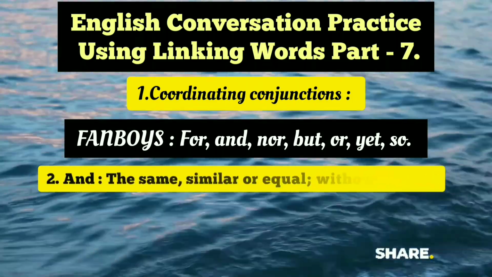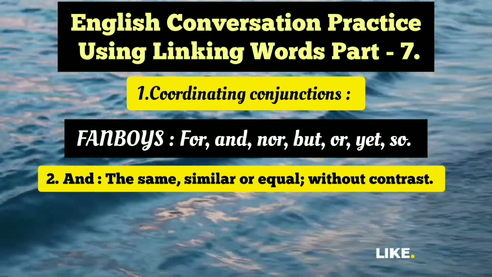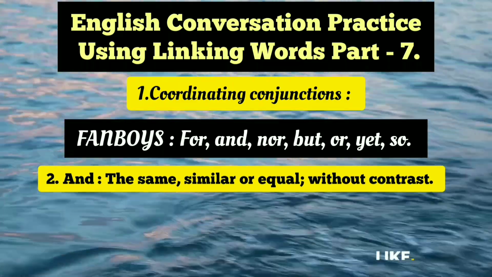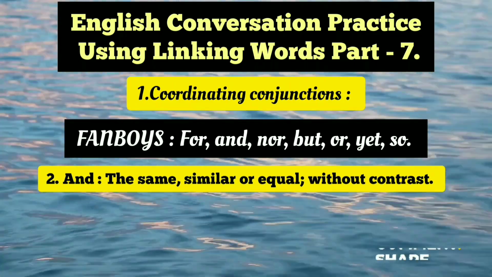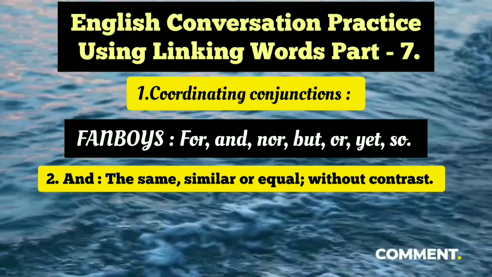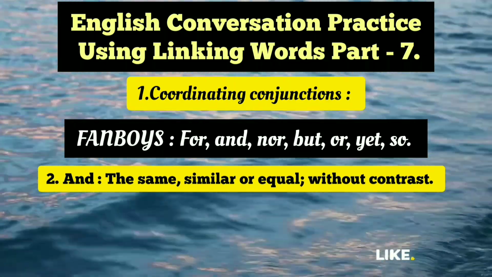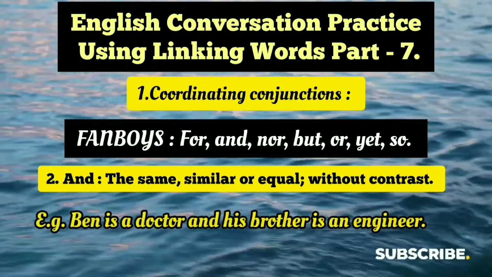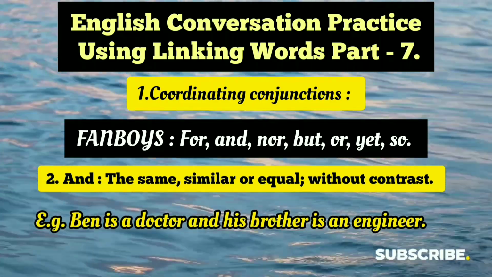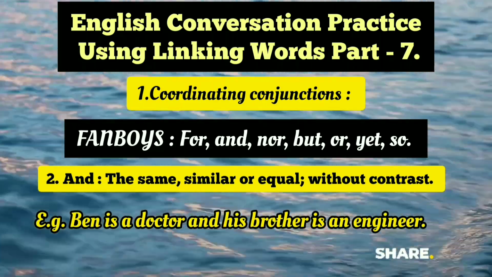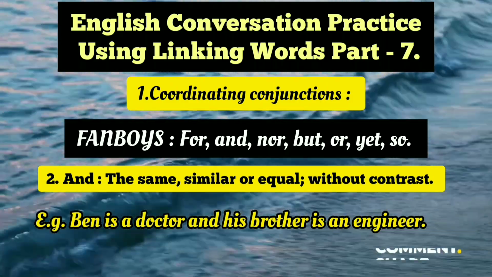Up next we will see the second coordinating conjunction. As you know, as I have already given the term fanboys, the second conjunction is and. As you see, and is used to join two things of the same type or similar or equal rank, without contrast. So let me show you how to use it. Ben is a doctor and his brother is an engineer. They are more or less of equal rank, and I'm using and to join these two sentences and make one sentence. So I'm quite sure it's clear.